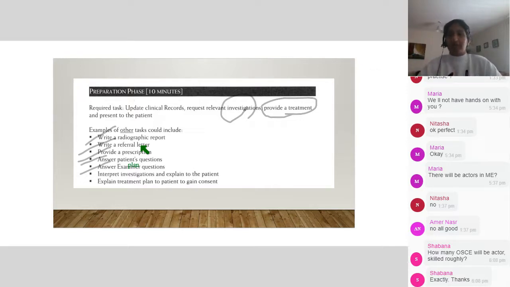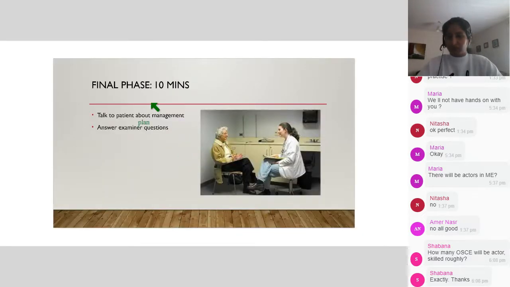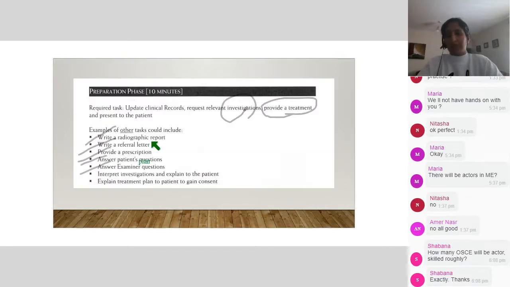After those 10 minutes, you will again meet the examiner and the patient. Okay, that would be a final phase. And this would again depend. If they had told you that you will be asked questions by the patient, so prepare for that, or you will be asked questions by the examiner, prepare for that. So you've already prepared for it.